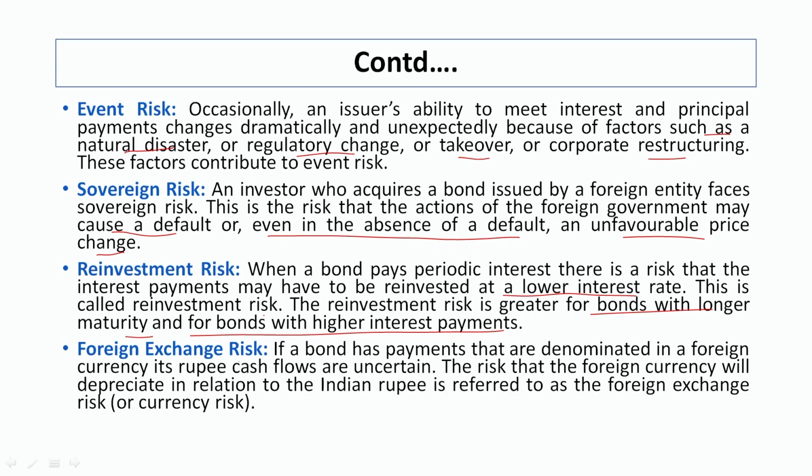Next comes the foreign exchange risk. If a bond has payments that are denominated in foreign currency, its rupee cash flows are uncertain. Basically it is related to foreign bonds, because we do not know what the exchange rate will be. Certain times the exchange rate increases, certain times it decreases, and because of that the bondholder faces foreign exchange risk. The risk that the foreign currency will depreciate in relation to the Indian rupee is referred to as foreign exchange risk.